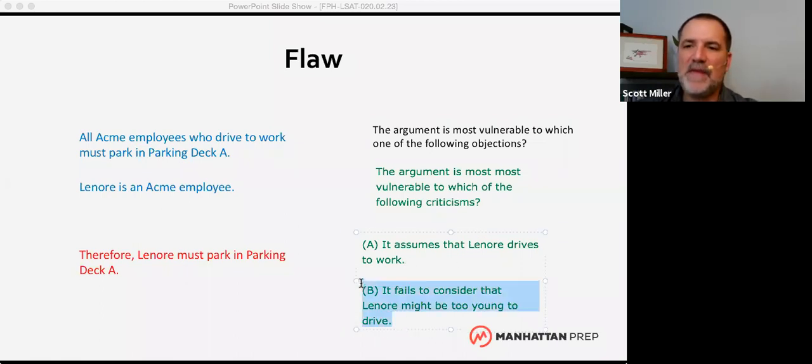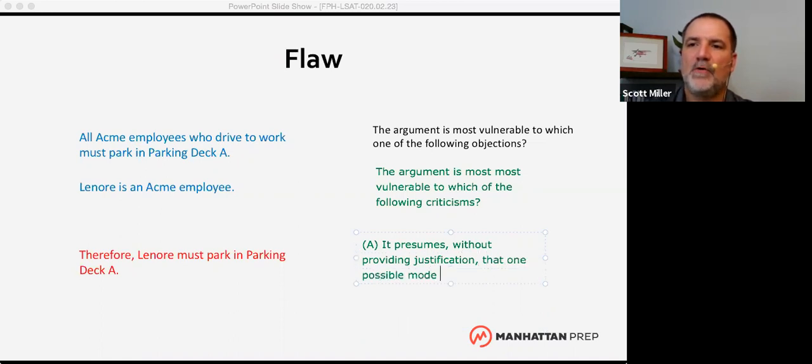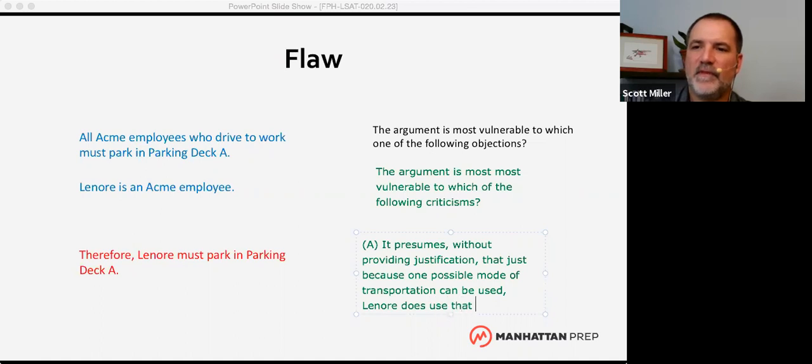Another way that they make these answer choices difficult is they word them in a very abstract way. So they might say something like, it presumes, without providing justification, that one possible mode of transportation is the only mode that Lenore uses. Or maybe a little better way would be: just because one possible mode of transportation can be used, Lenore does use that form of transportation.